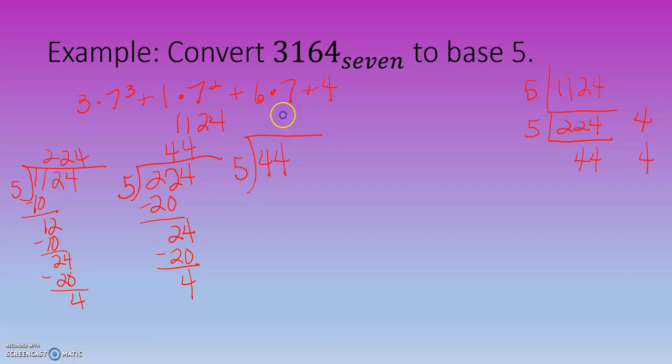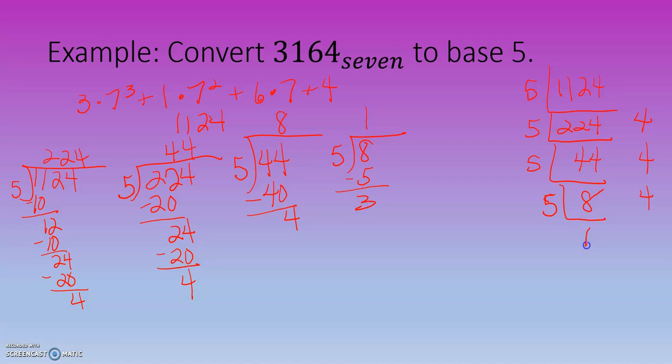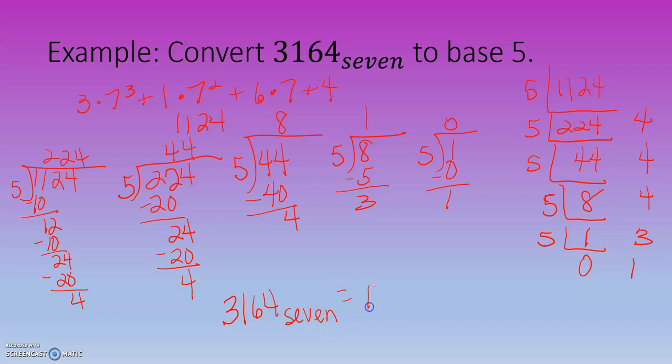44 divided by 5 is 8. Again, remainder 4. 8 divided by 5. 5 goes into 8 one time. Remainder 3. And 1 divided by 5 is 0. Remainder 1. We got that quotient of 0. So we're going to say that 3164 base 7 is equal to 13444 base 5.